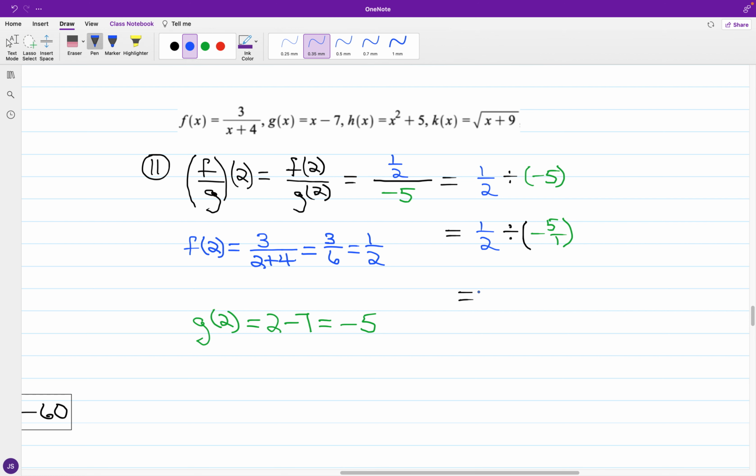So in this case, we're going to have 1/2, and division by -5 would be the multiplication by the reciprocal, which we have at -1/5. So 1/2 over -5 becomes 1/2 times -1/5. Positive times negative is a negative, and you're looking at the negative of 1/2 times 1/5, so we end up at -1/10.